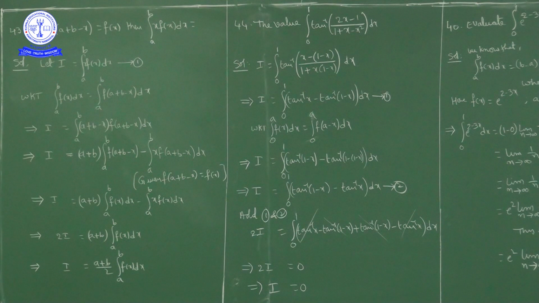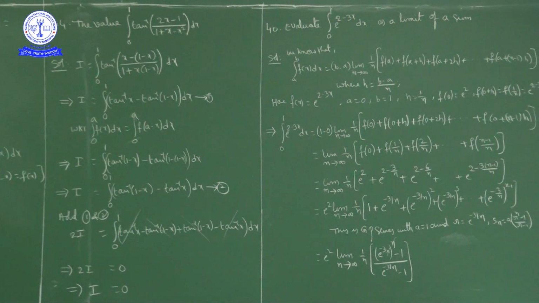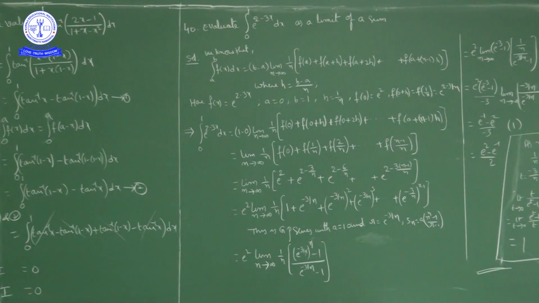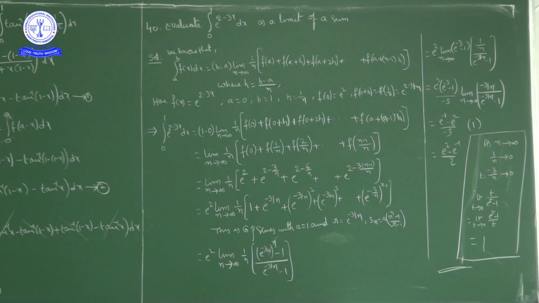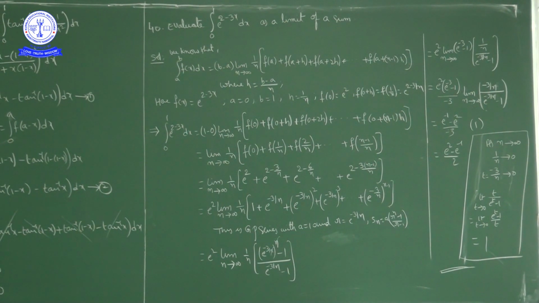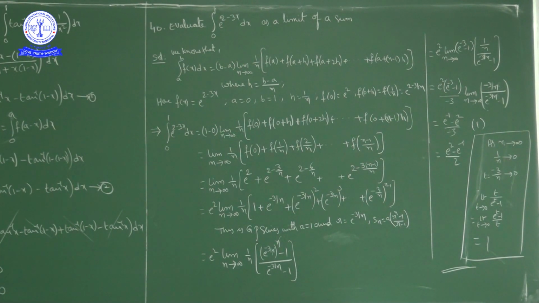Okay, next question. Now evaluate the integral from 0 to 1 of e power (2 minus 3x) dx as a limit of a sum. Actually, this part is eliminated for this year. This type of question, a limit of a sum, this method is eliminated this year. Anyhow, we'll discuss the question. So the question is to evaluate the integral from 0 to 1 of e power (2 minus 3x) dx as a limit of a sum.